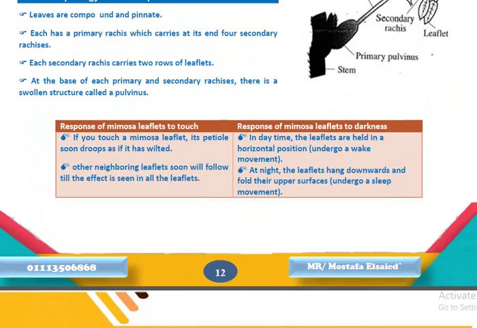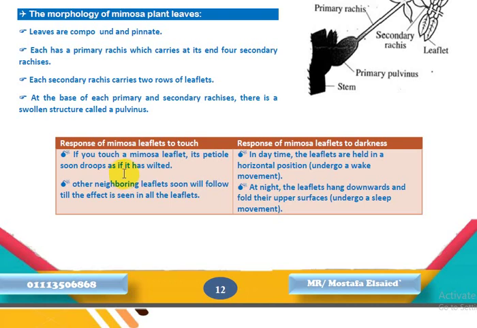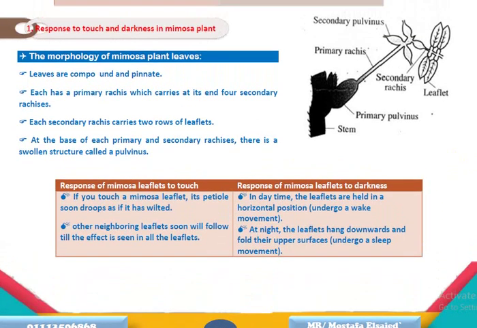A response of mimosa leaflets to touch. If you touch a mimosa leaflet, its petiole soon drops as if it has wilted. Other neighboring leaflets soon follow until the effect is seen in all leaflets. A response of mimosa leaflets to darkness. In the day, the leaflets are held in a horizontal position, undergoing wake movement, and at night the leaflets hang downwards and fold their upper surfaces above each other, undergoing a sleep movement. If you touch the leaflets, they will fold above each other, which is a response to touch.